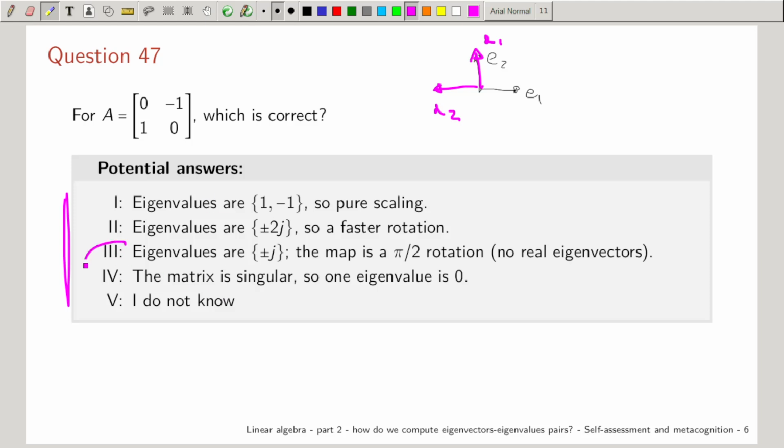Number 3, true? Because e1 goes in a1, e2 goes in a2, true? And this is like a 90 degrees rotation. All the visualizations that we did up to now are not valid whenever we get a rotation, it means that we have some complex eigenvalue. Okay? Together?